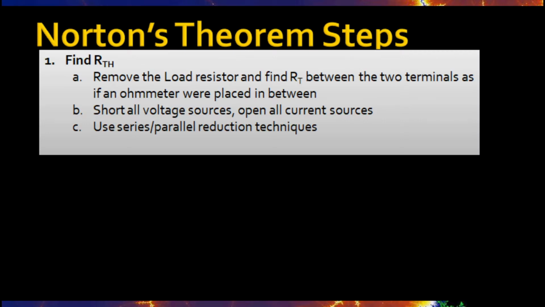So here's the first step, and you've seen it before because it's exactly the same as in the Thevenin version. We find RTH, or if you like, we could say that we're finding RN. So if you know the Thevenin resistance, you also know the Norton resistance because it's identical.